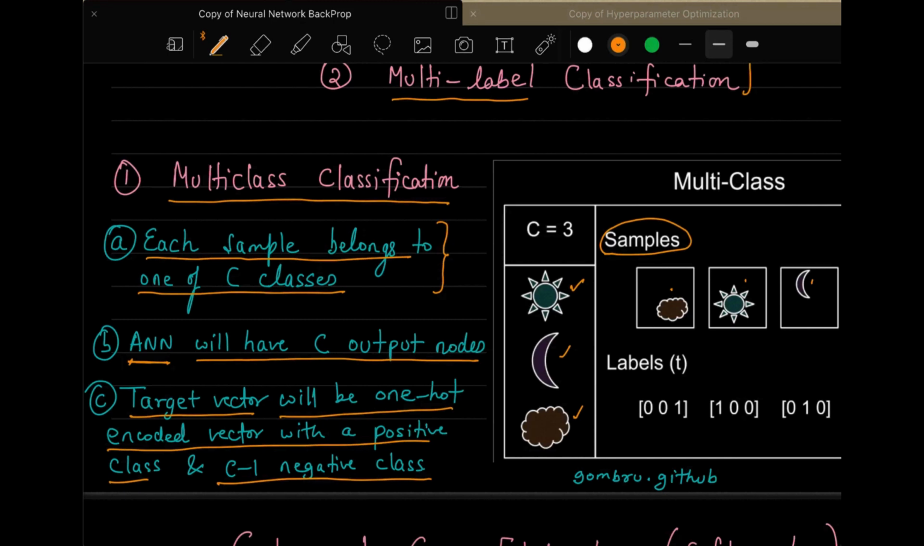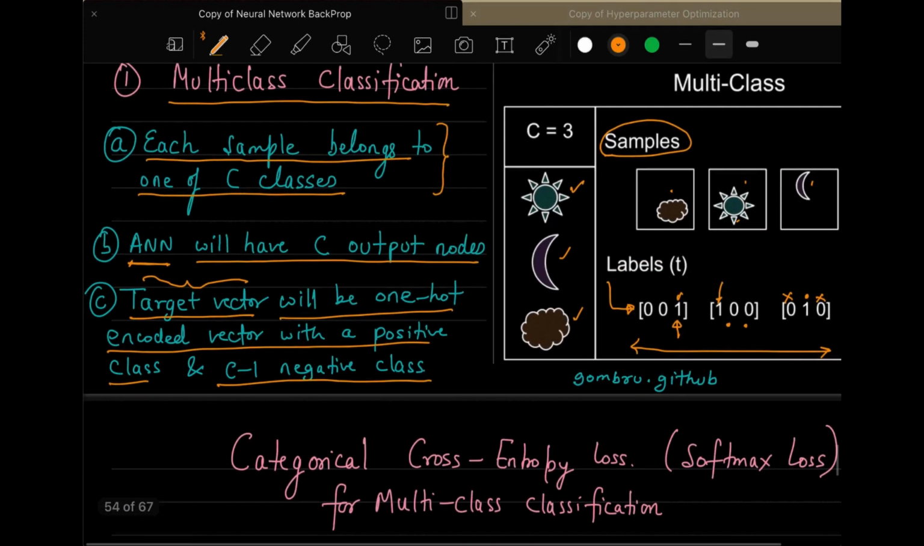By saying one hot encoded, it means all the values will be 0 except the value of that particular class, which will be 1. So here we have cloud, so it is 1 here. In case of sun, we have 1 this side and the rest of the two classes will be 0. And in the case of moon, we have 1 here and the rest of them are 0. So this type of encoding is called one hot encoding, and the target vectors which we have over here will be represented in this fashion.